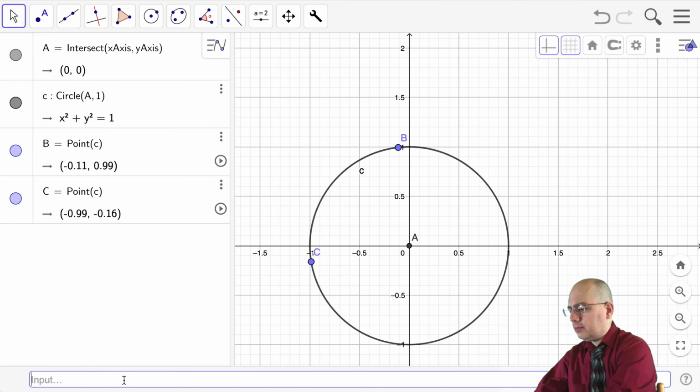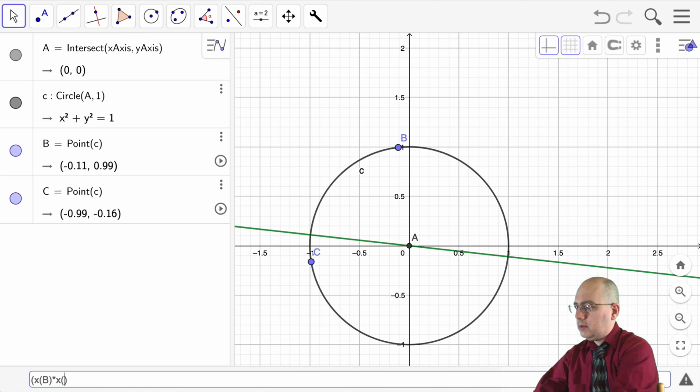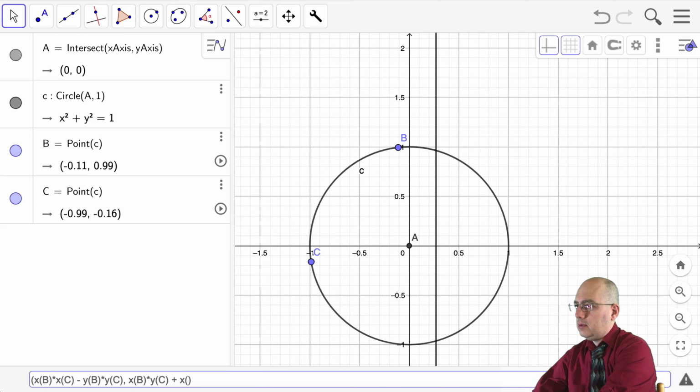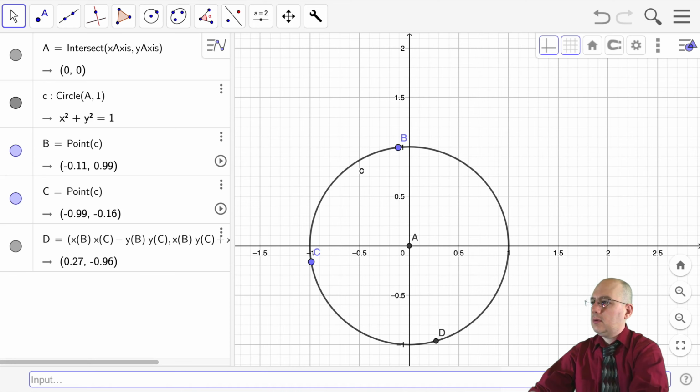Weird. Okay, I'm just going to do it out. x of b times x of c minus y of b, y of c, and then x of b times y of c plus x of c times y of b. There we go. That's the right picture.